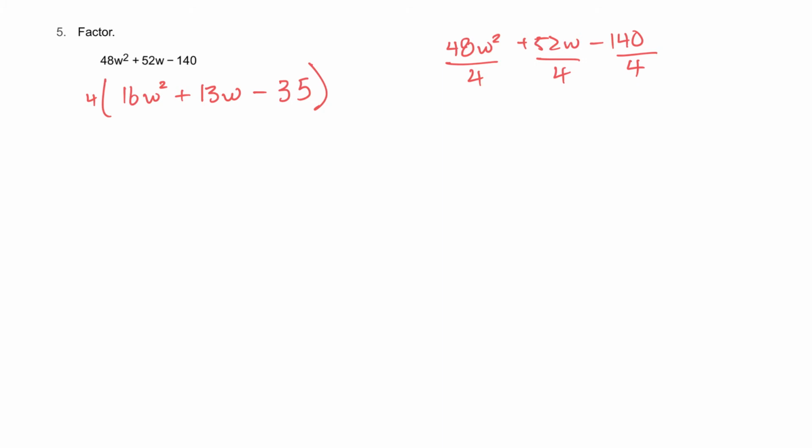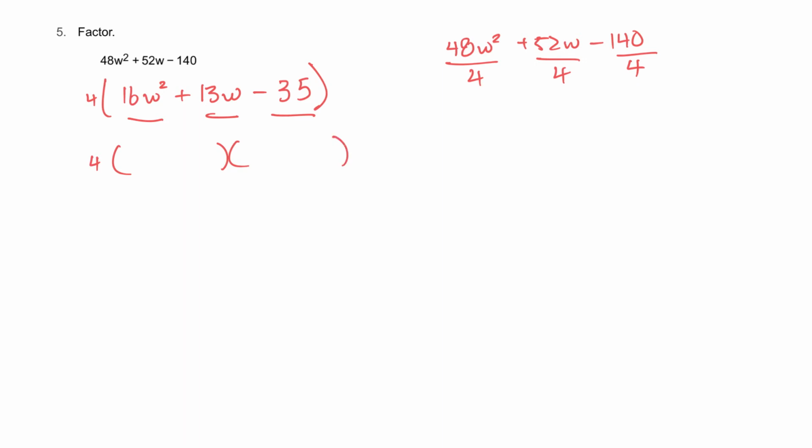Okay, perfect. So I've taken out a common 4. I always want to completely factor. And I notice that this is that same thing: something squared plus just a w minus or plus a number. So if it's like that, then it could be written like that.